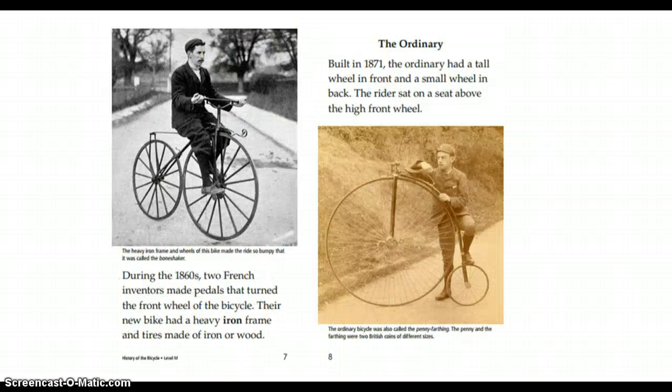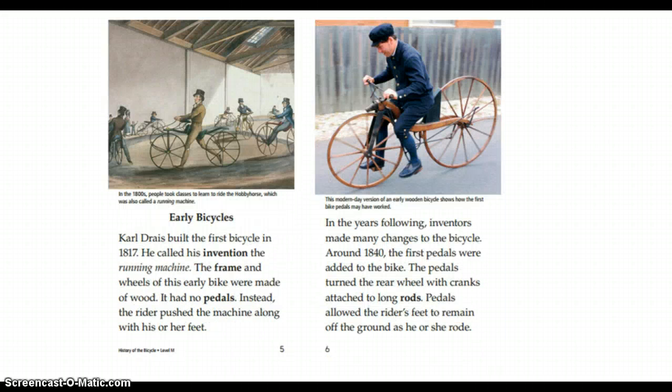During the 1860s, two French inventors made pedals that turned the front wheel of the bicycle. Their new bike had a heavy iron frame and tires made of iron or wood. Now I'm going to stop right there before I get to the section, the ordinary, and I'm going to go back and state two facts that I learned in my own words. Now I am going to look back at the passage.